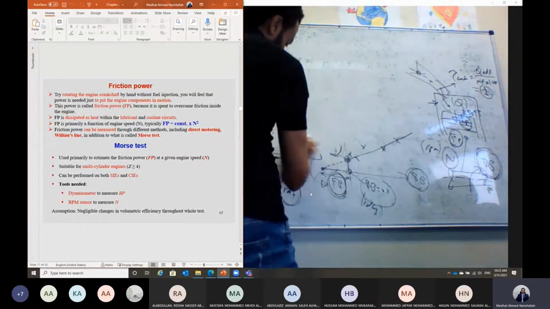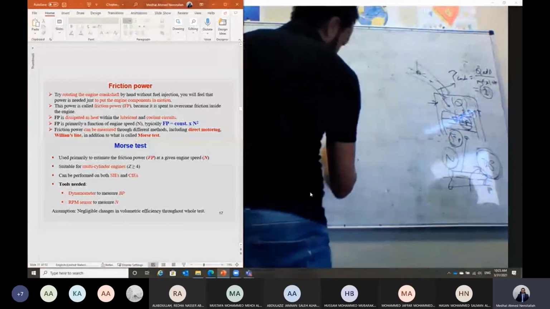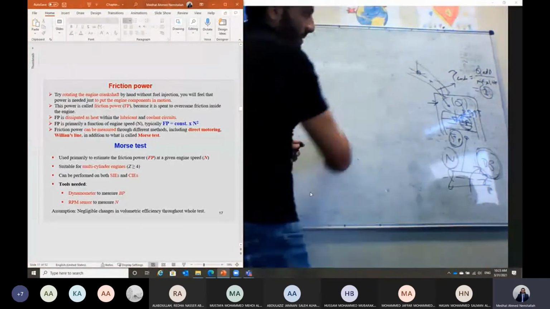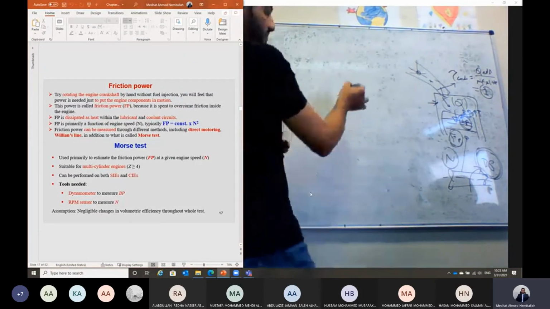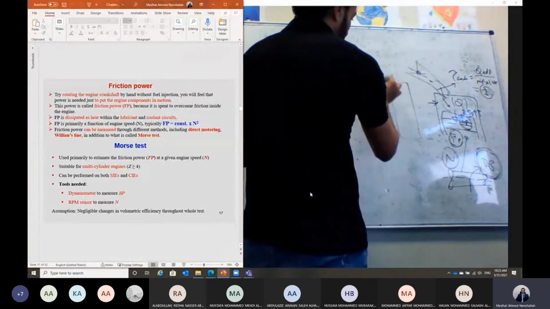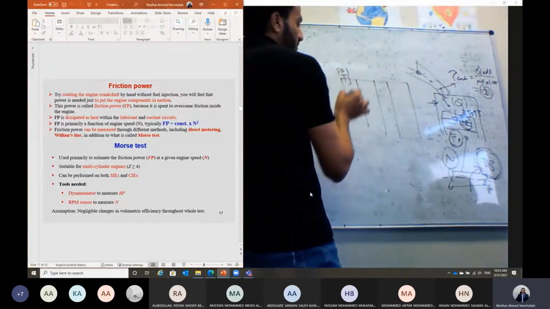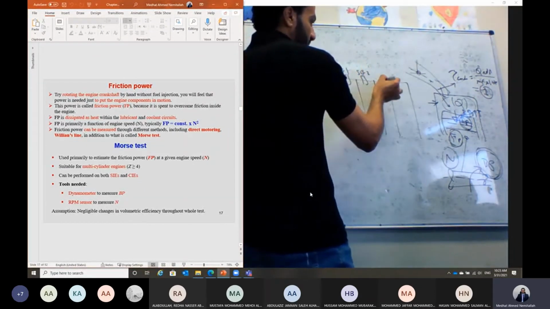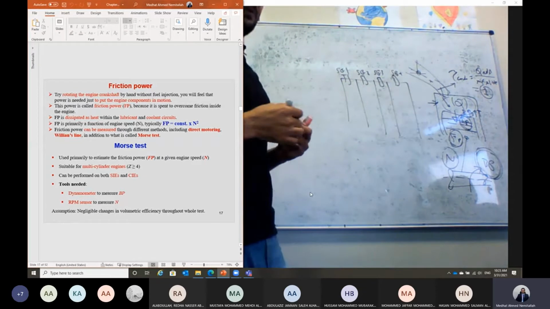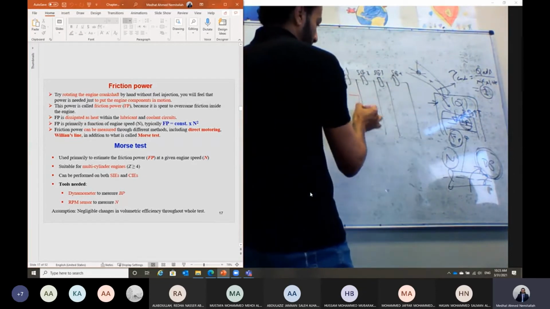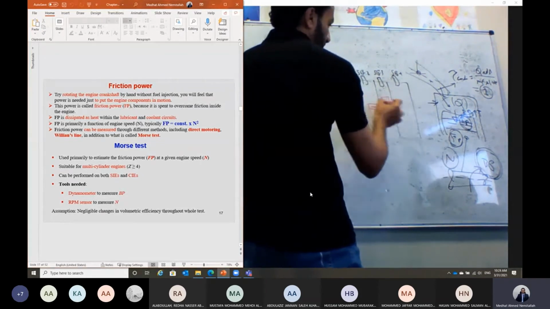The Morse test is a nice experiment in which we have a multi-cylinder engine. This test can be applied to a gasoline or diesel engine. It states that if you have a multiple cylinder engine, let's say a 4-cylinder spark ignition engine, in each cylinder we have a spark plug: spark plug 1, spark plug 2, spark plug 3, and spark plug number 4. And here are the pistons inside the cylinders. Each cylinder should have a piston.